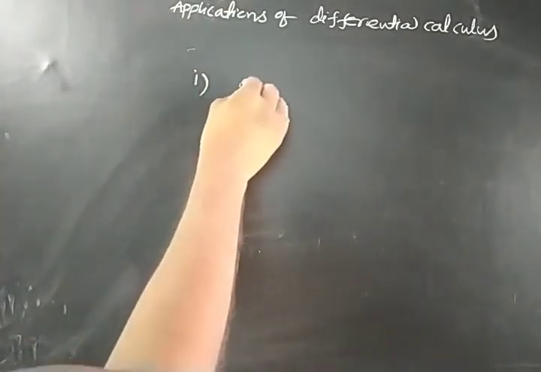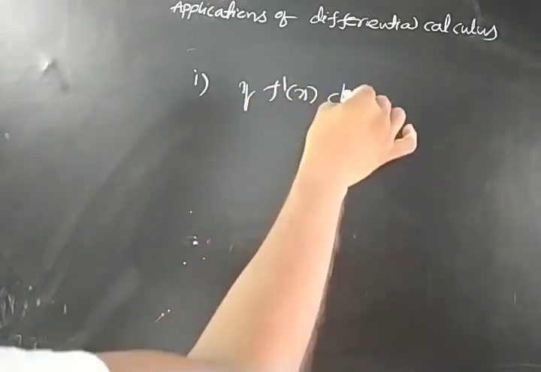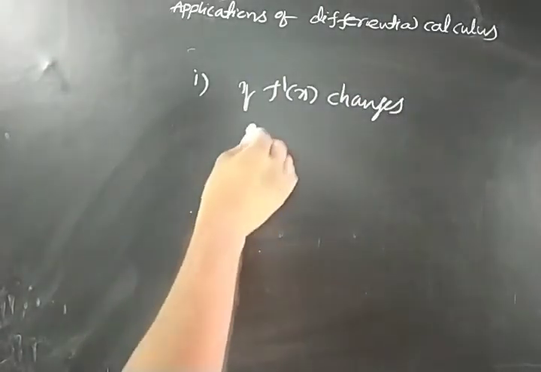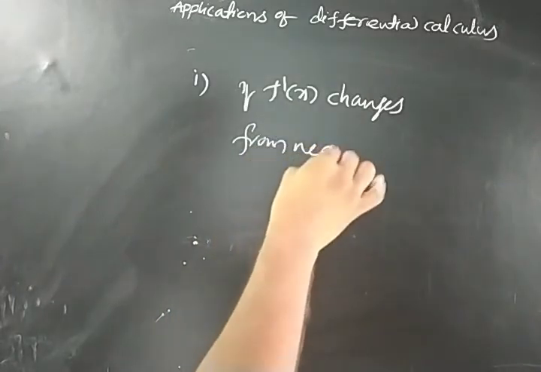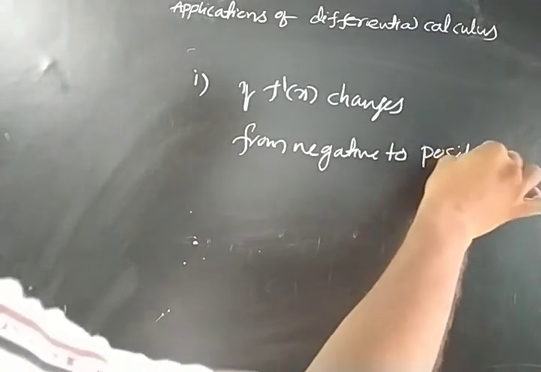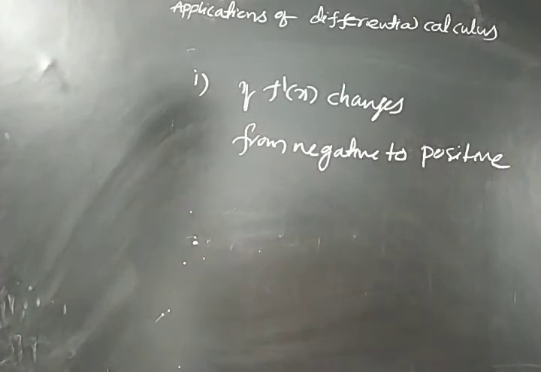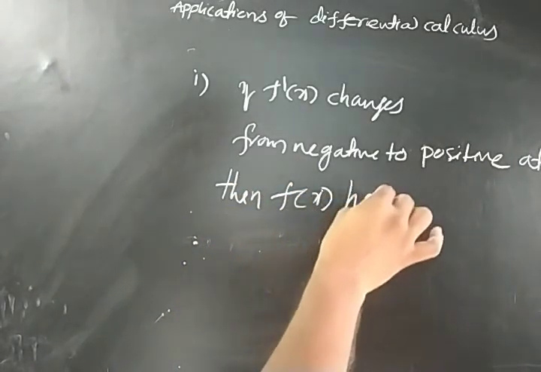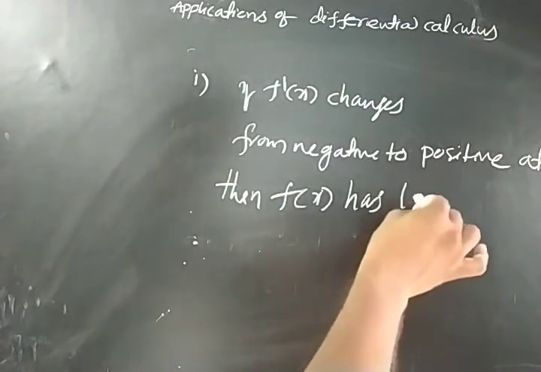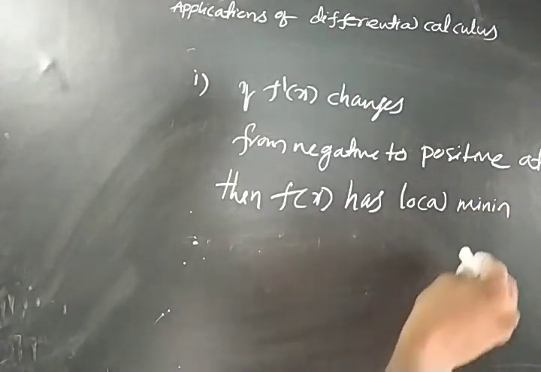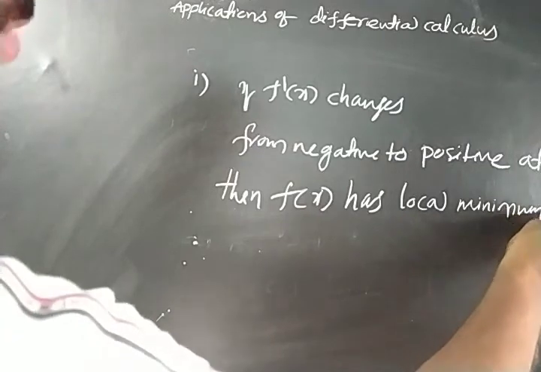If f'(x) changes from negative to positive at c, then f(x) has a local minimum f(c).